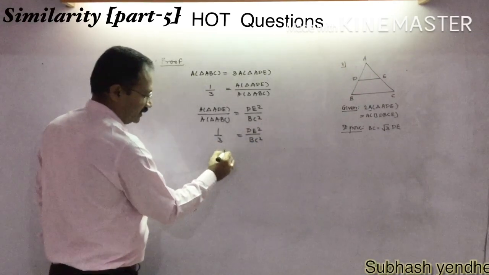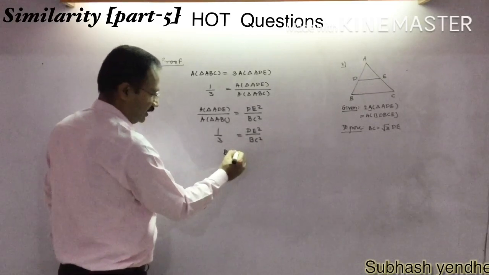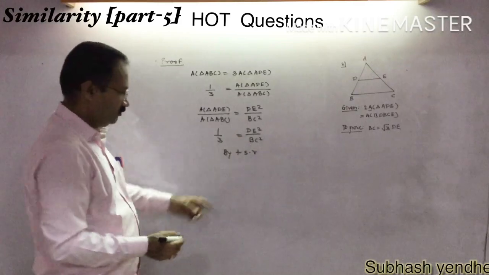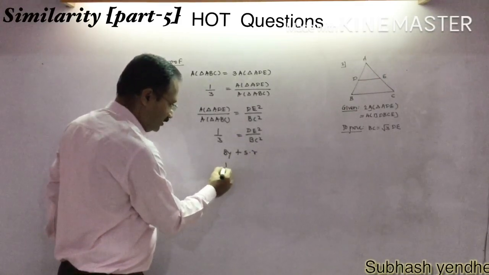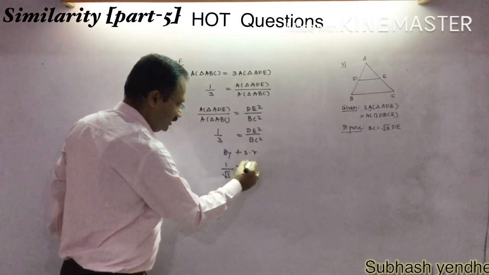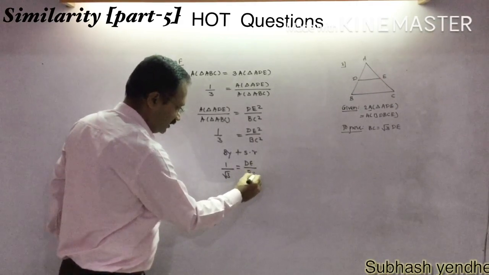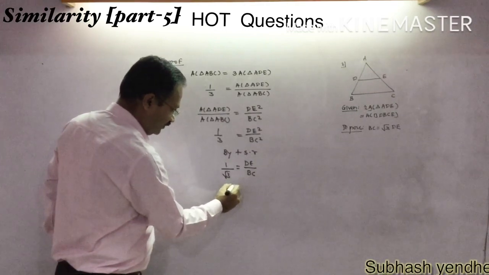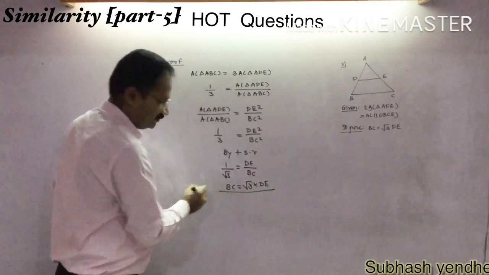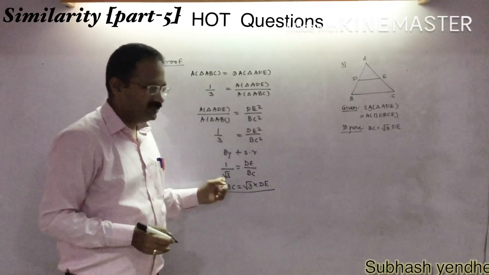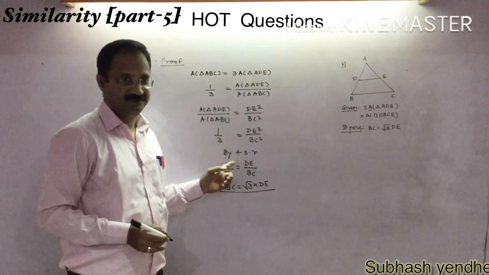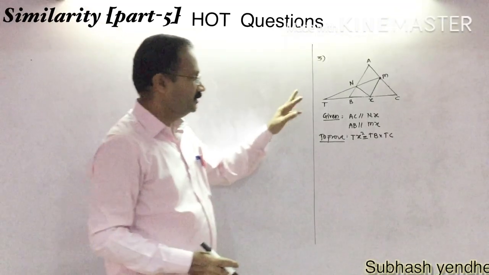Now we can take the square root of both sides. So I have written TSR, meaning taking square root of both sides. The square root of 1 is 1, the square root of 3 is root 3, the square root of DE square is DE and the square root of BC square is BC. Now cross multiply, you will get BC equals root 3 into DE. So from this you will understand how to use the properties and theorems. So let's start sum number 3.